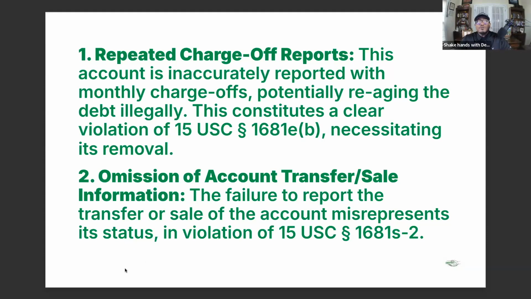Okay. So the next one here is omission of transfer or sale of information. What is that? That's when an account has been charged off or sold. They must put that in the actual comments. Again, if you don't see in the comments that they've sold or transferred it, that is a misrepresentation of status. So what happens is it's been charged off for your account, but because it's been charged off, they must say that it's been transferred or sold to XYZ, quote unquote, collection company or debt buyer. Okay. That is a violation of 15 USC 1681s-2. That's another reason for it to get what? Deleted off of your actual account.